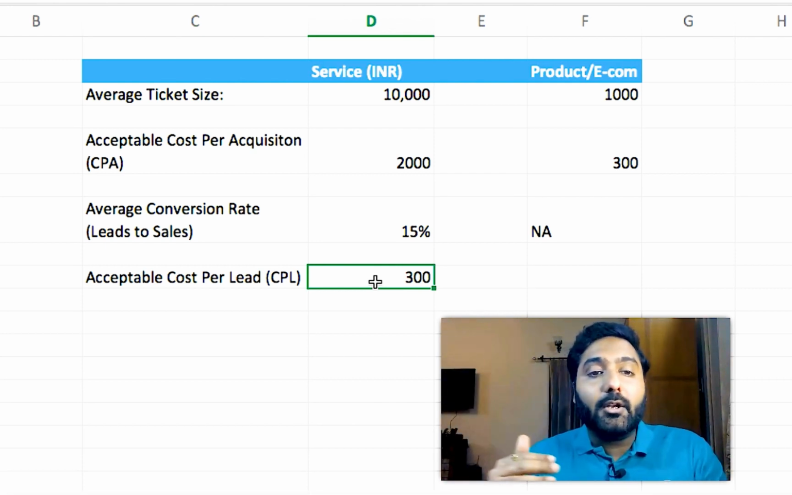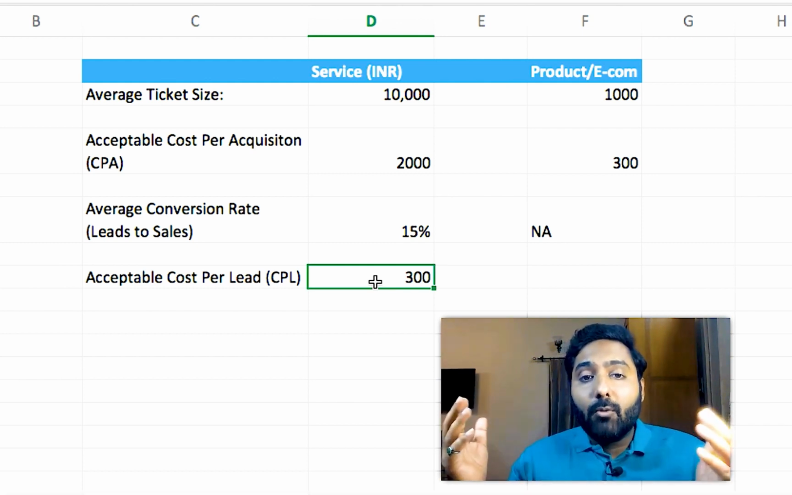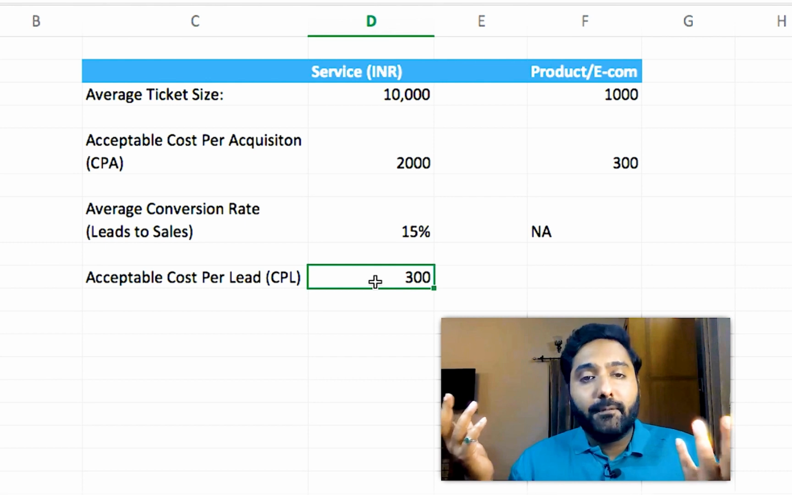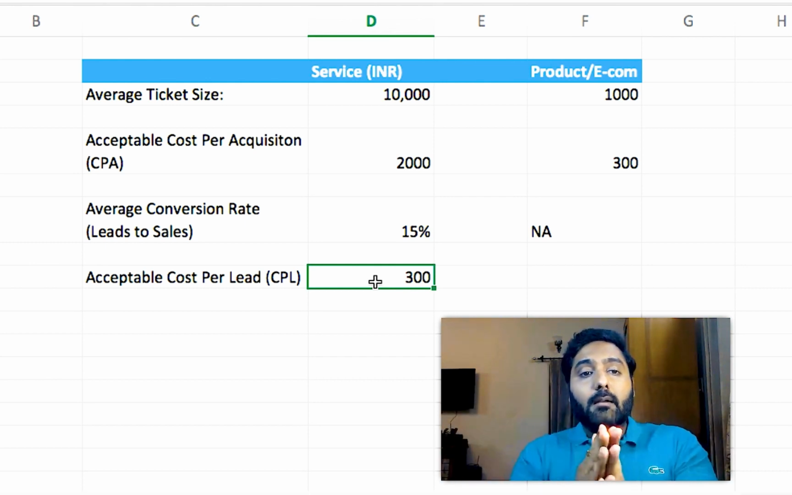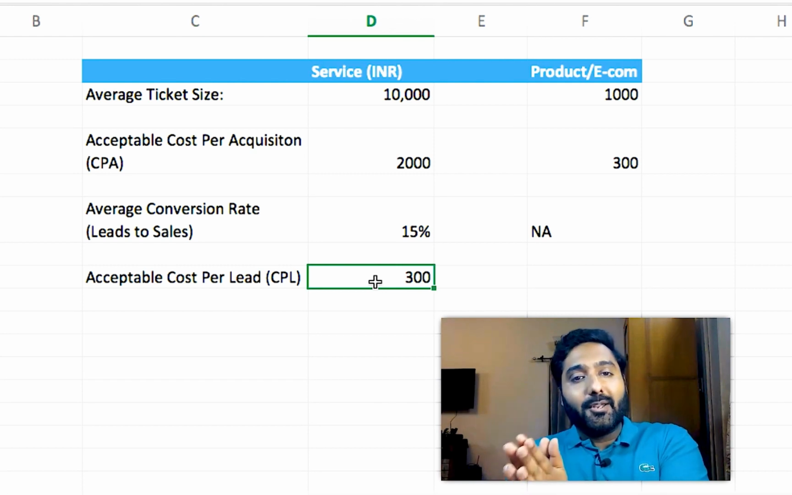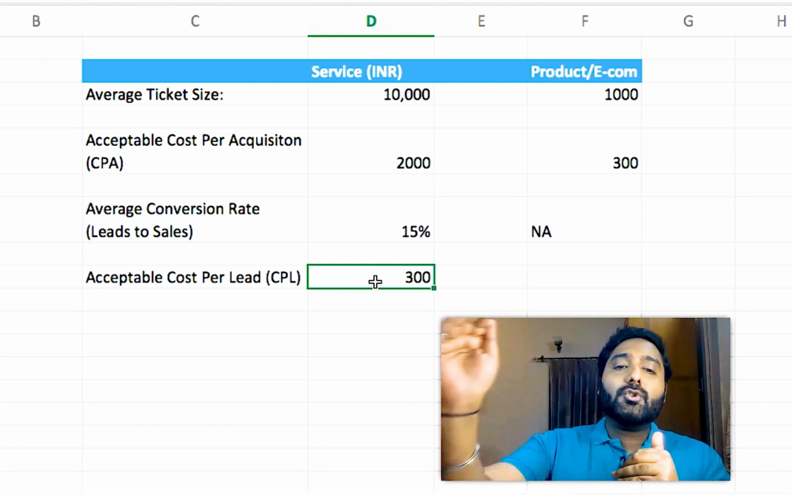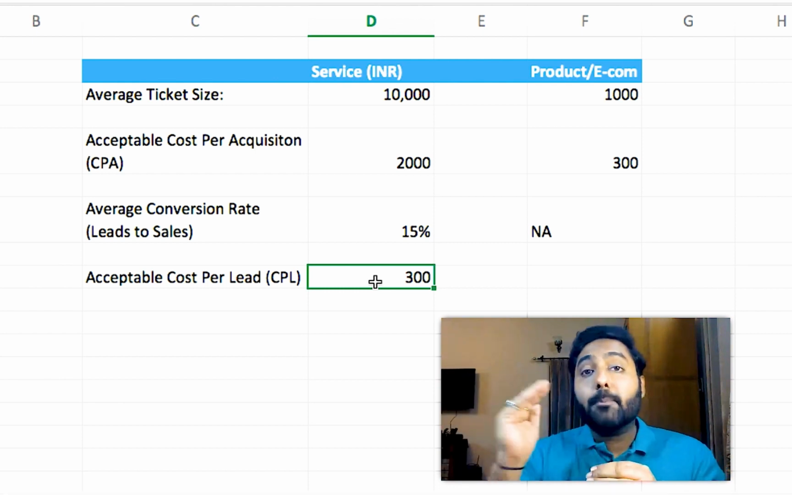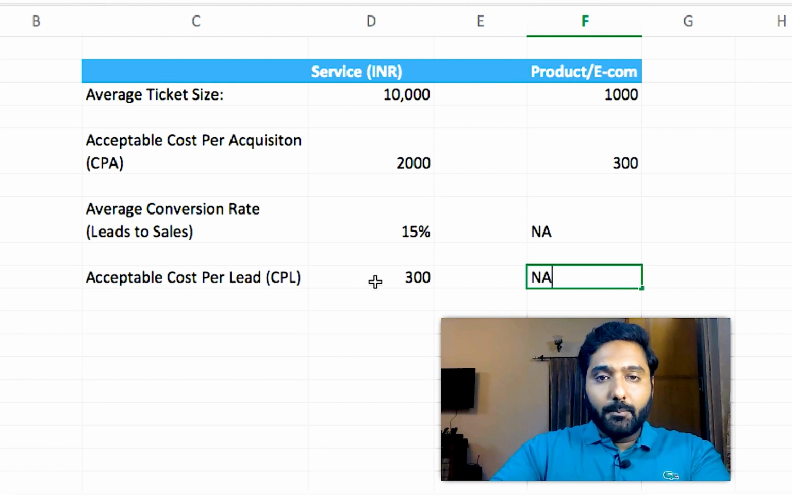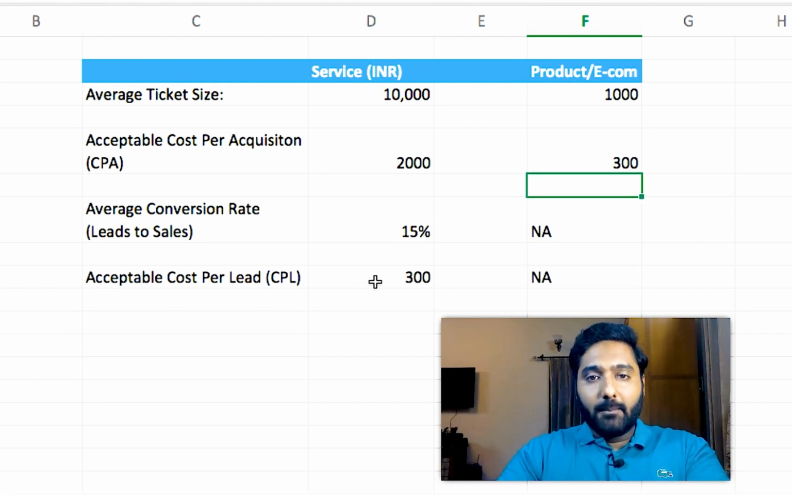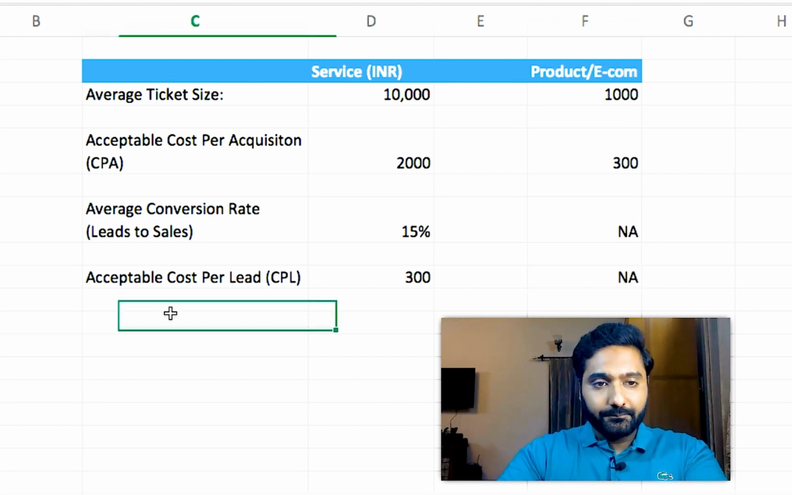This doesn't mean that you will want to completely spend that 300. Maybe you'll want to generate a lead later on at 50 rupees. So that's completely okay, and we'll optimize that. But putting an acceptable number here, which is 300, will make sure that I know I don't want to overshoot this, because that's where my profitability is going to get hampered. When we go to the product ecom example, again, this is not applicable because we are not generating leads there.